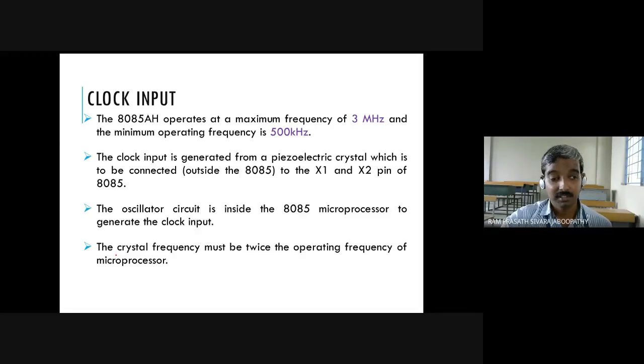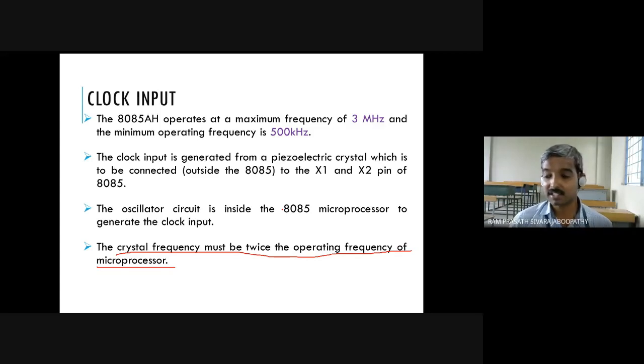Kindly note this down. The crystal frequency must be twice the operating frequency of the Intel 8085 microprocessor. What does it mean? Not all microprocessors are like this. For the 8085 microprocessor, if it has to operate at 3 megahertz, I have to connect a crystal of 6 megahertz outside. Internally, what do they use? It is an oscillator with a clock divider circuit. For what purpose this concept is introduced in the 8085, search on the internet or in a textbook and tell me. Next class I will ask you. Why is it like this?